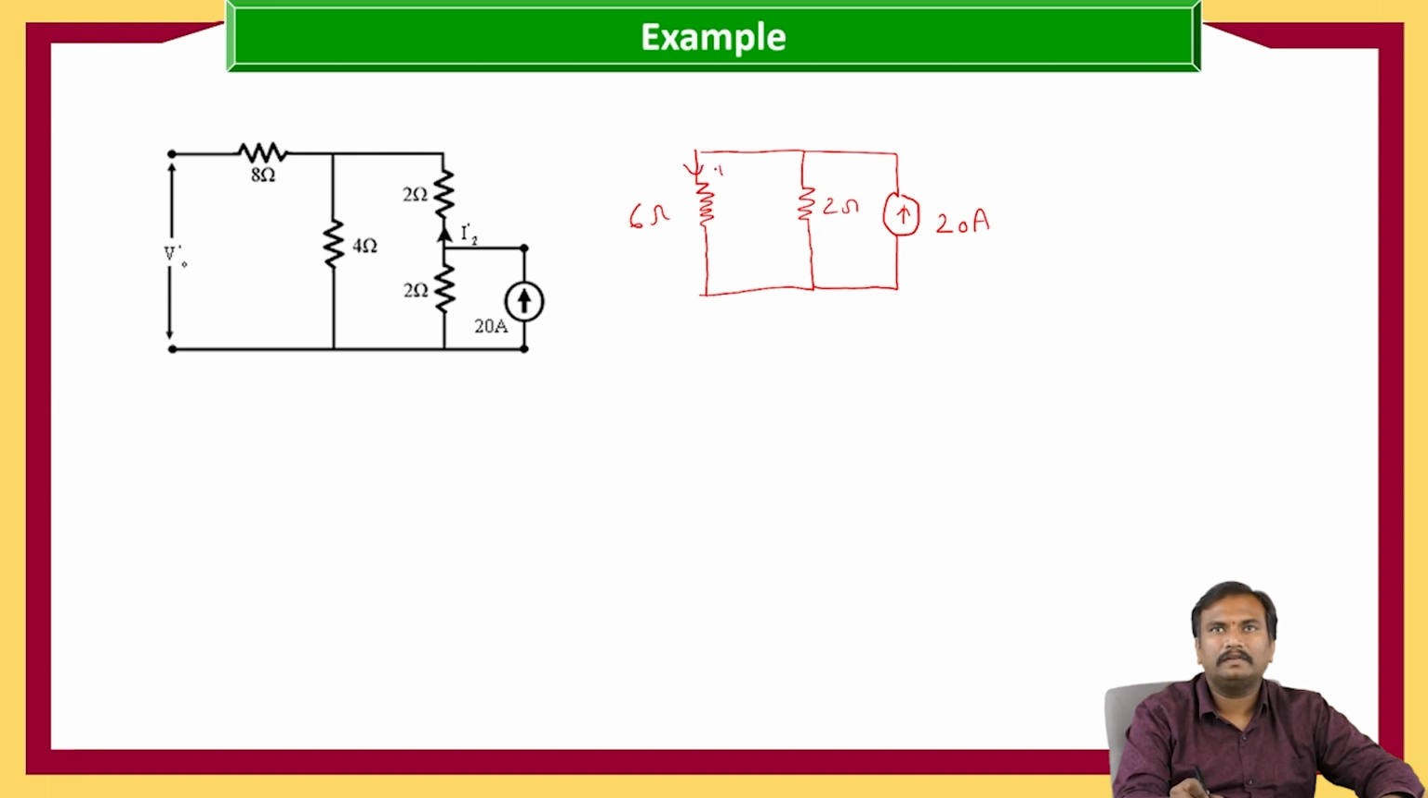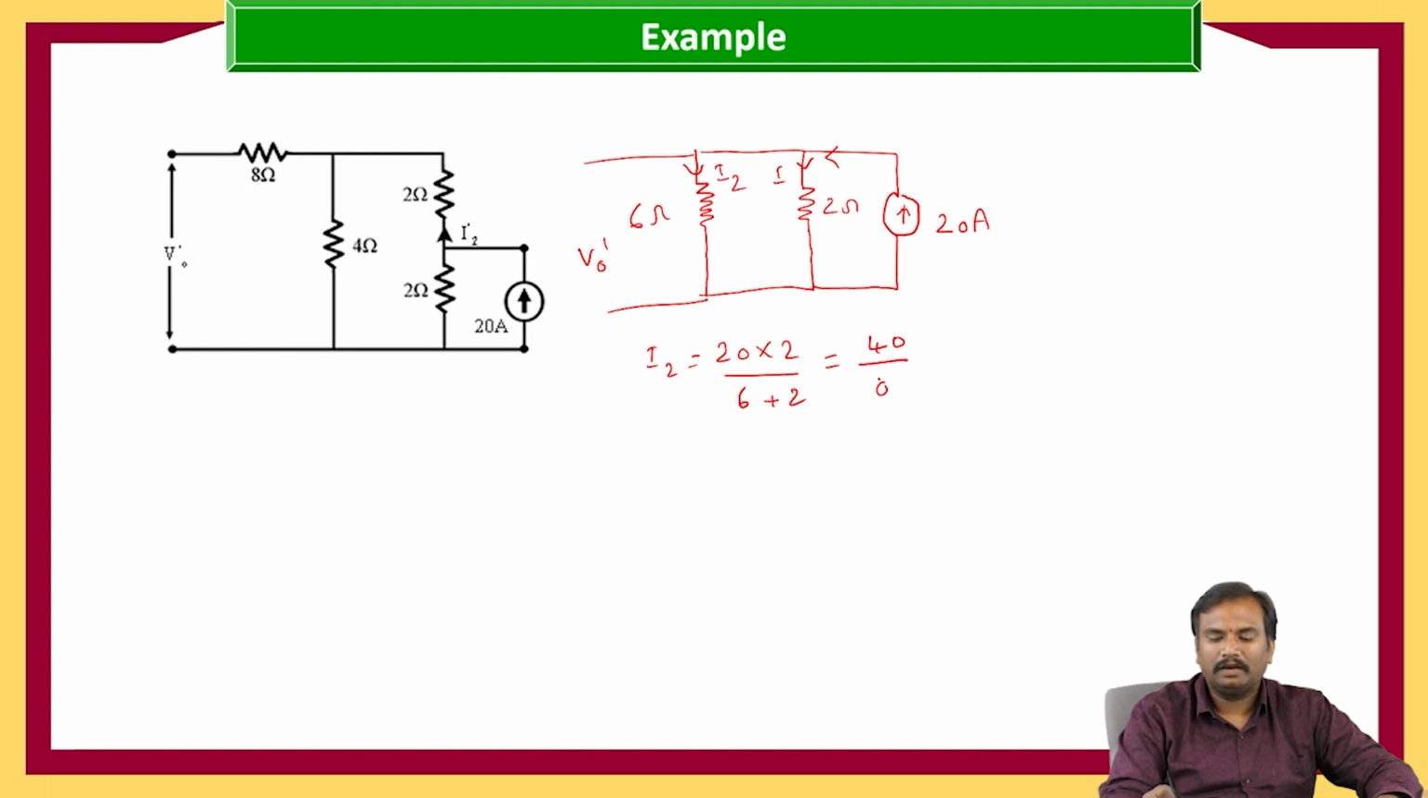So we need to calculate what is the current flowing through 6 ohms, because we need to calculate the voltage V naught dash. So here the 20 ampere current source current is dividing into 2, let us consider this as I2, this is I1, where I2 is equal to 20 into 2 by 6 plus 2, which is equal to 40 by 8, that is 5 amperes.